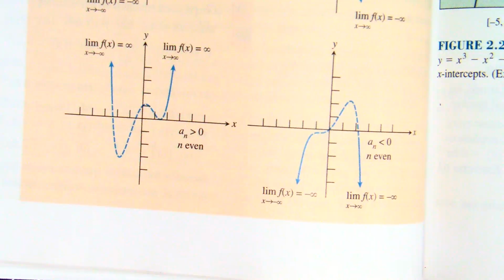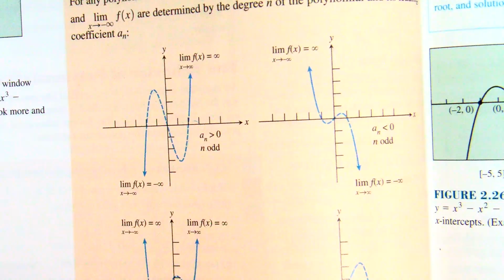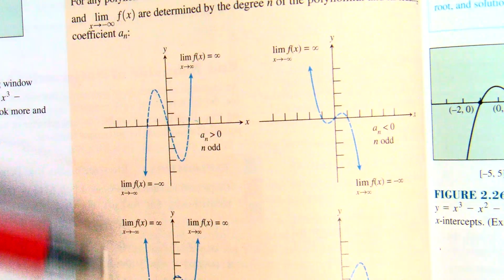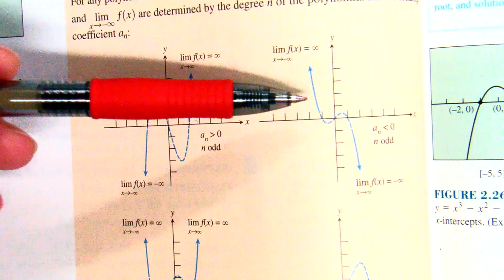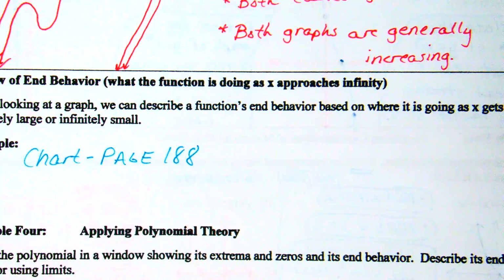So the connection to make, my top two graphs are representing odd exponents. My bottom two graphs represent even exponents. The left represents where my first coefficient is positive. Okay. On the right, where my first coefficient is negative, like these two. Now, okay, you've seen the chart, so I at least wanted to introduce it a little bit that way.